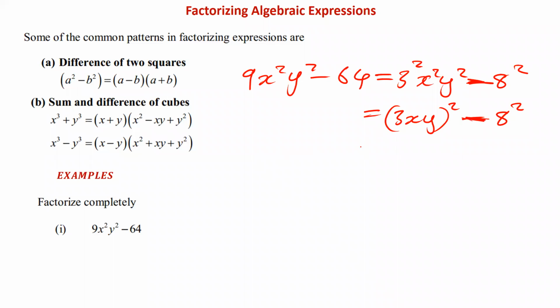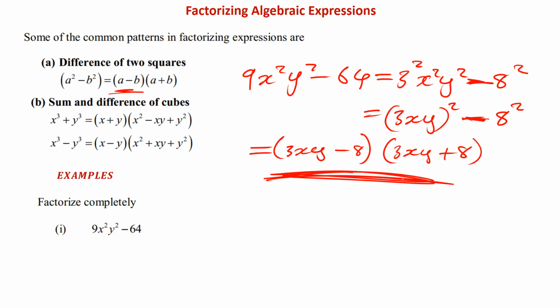All right, so we have this. So this whole part here, I'll start with the one with the minus according to that format. So we have 3xy minus 8 in brackets. Then I'm going to have 3xy plus 8 in another set of brackets. So this is the solution. We have factorized. It's as simple as this.